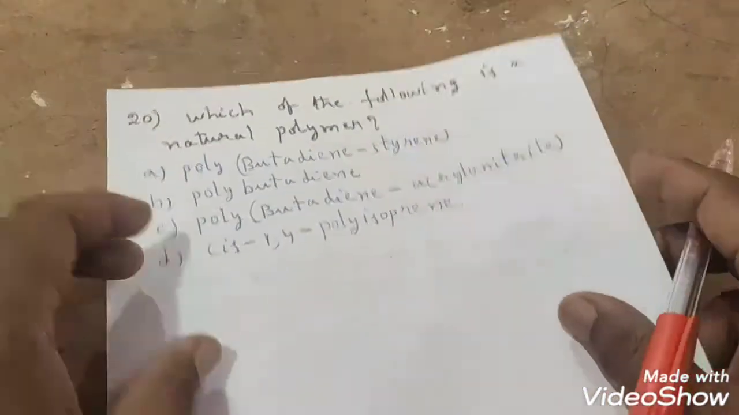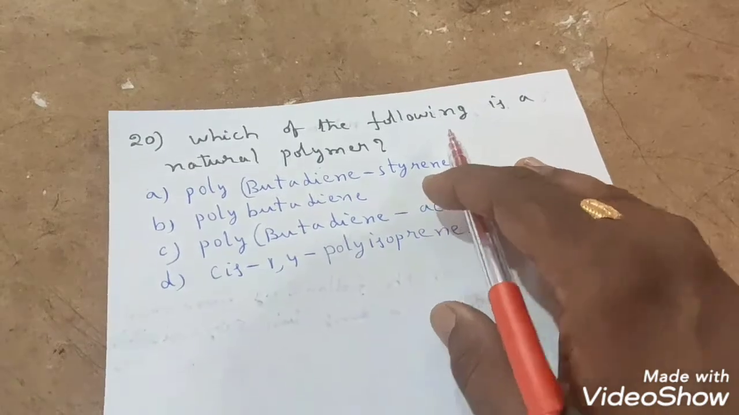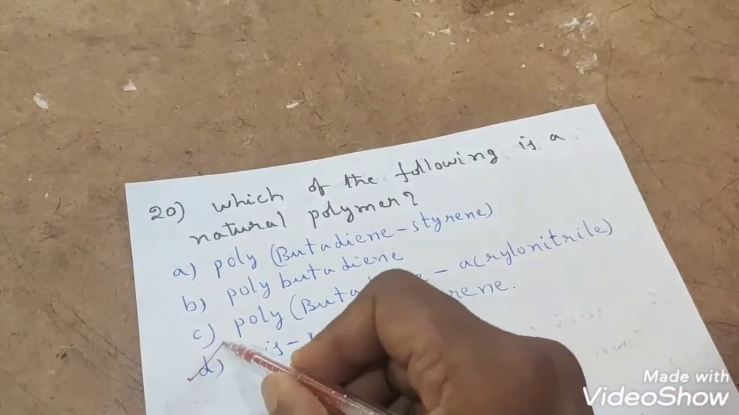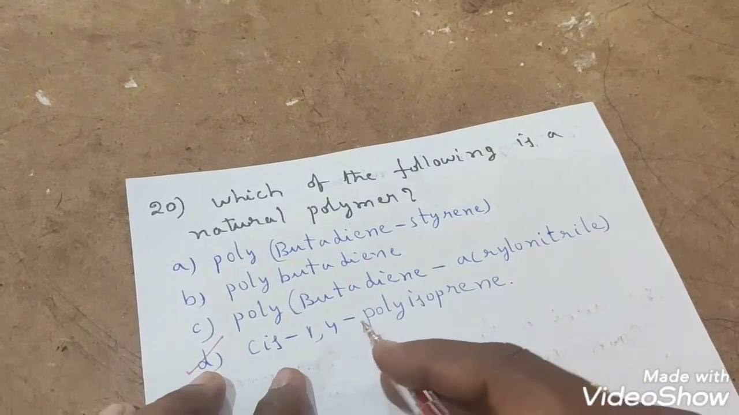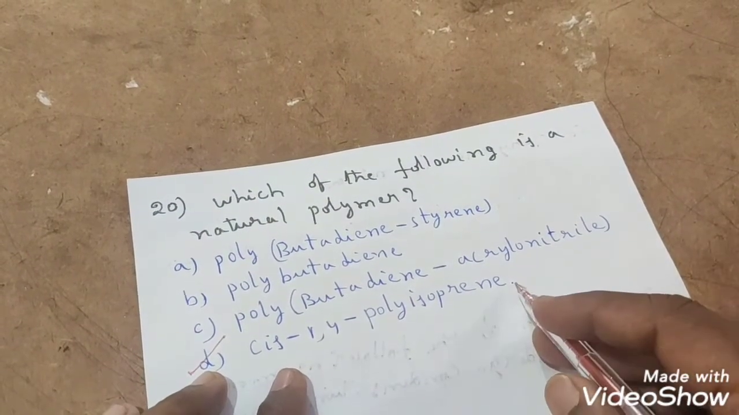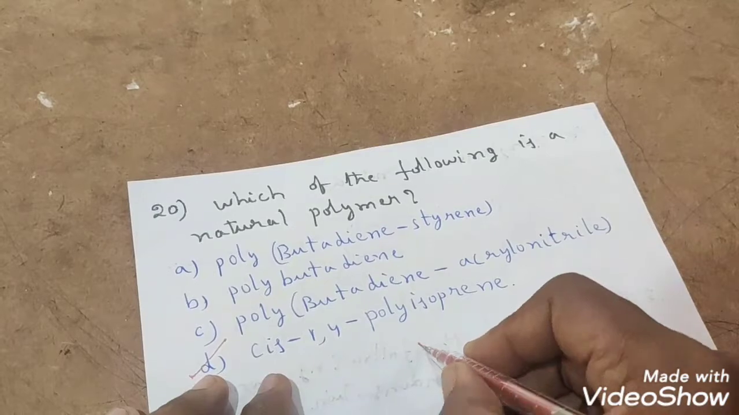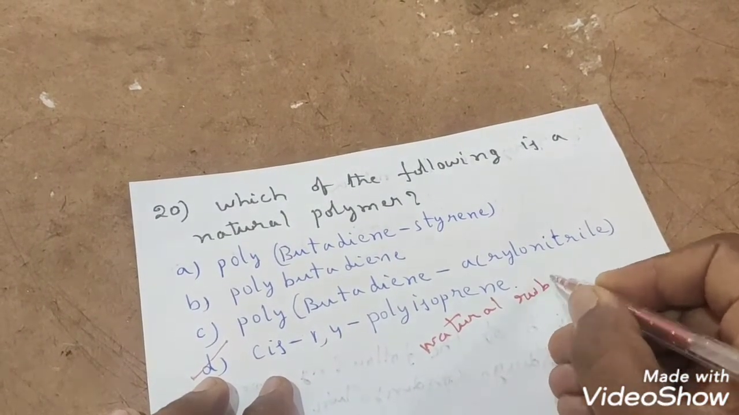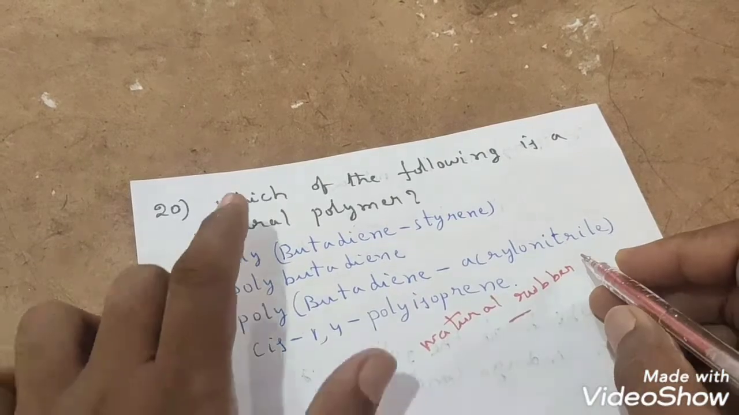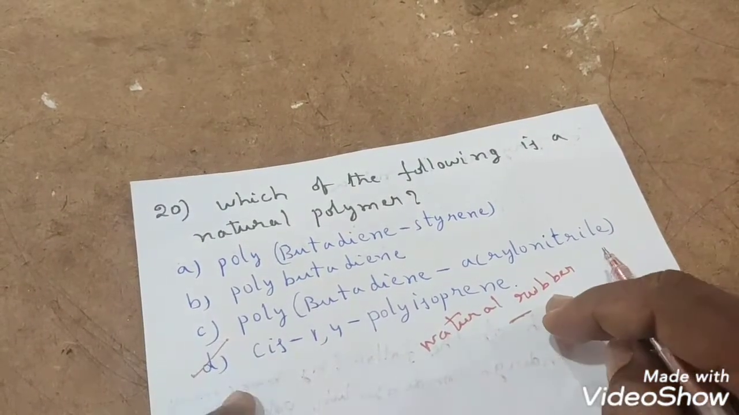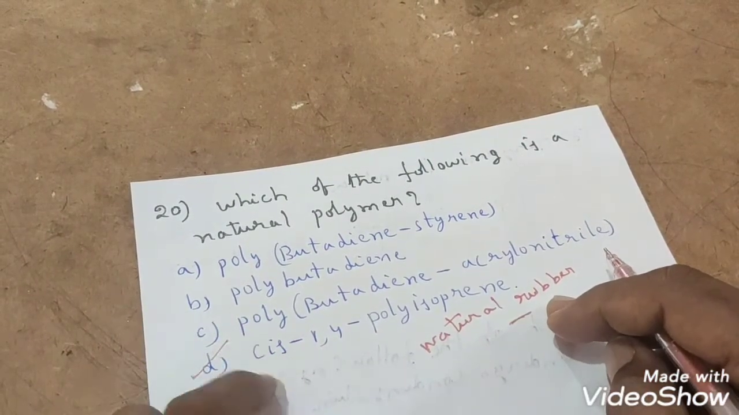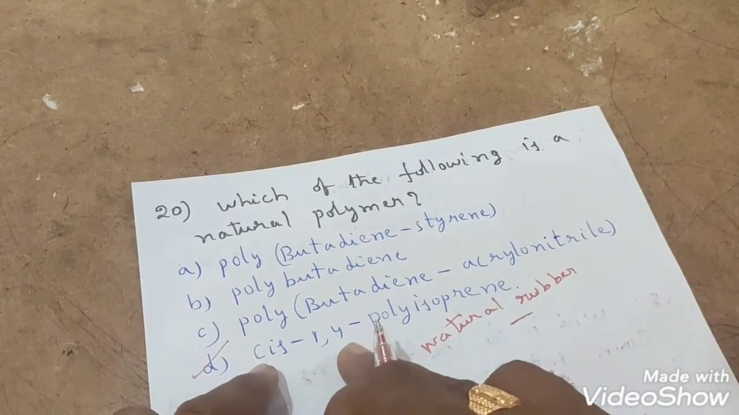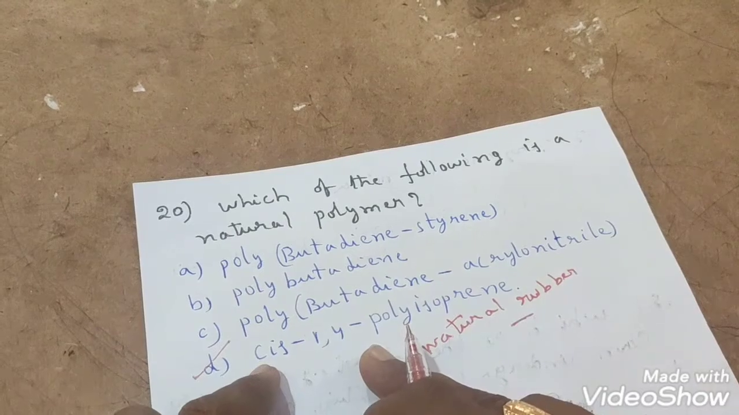Next question: which of the following is a natural polymer? Just now we have discussed natural rubber. What is the other name of natural rubber? Cis-1,4-polyisoprene. This is natural rubber. Natural rubber is one of the examples of what? Natural polymer. Natural polymers are what? Cellulose, rubber. These are the natural polymers. But here for natural rubber, they have given another name, which you have to identify, students.